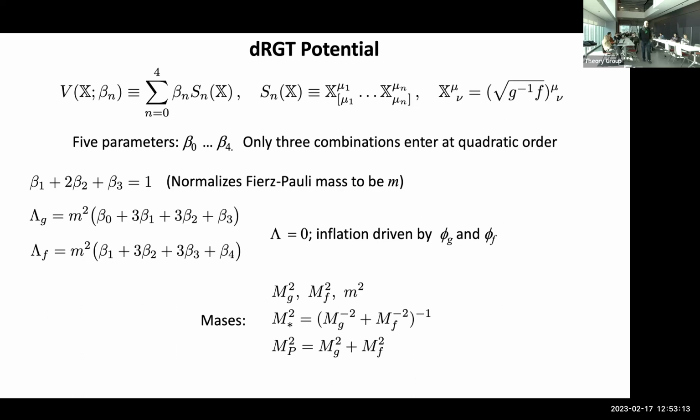Okay, so there are five parameters, and only three will enter at quadratic order. One combination will normalize the Planck mass to be M. Then two other combinations will give lambda G and lambda F, which we will set equal to zero and assume that inflation is driven by phi G and phi F, not perturbations of the metric. So the masses are mG squared, mF squared, and m squared. And our old friend, the Planck mass squared, is mG squared plus mF squared.